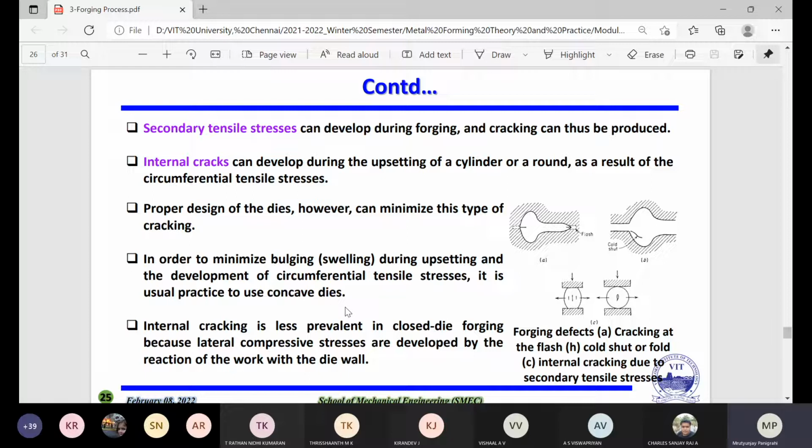I think we have talked about the two kinds of dies initially, when we talked about the concave and convex dies. So that also you have to consider. And next, the internal cracking is less prevalent in closed die forging, because the lateral compressive stresses are developed by the reaction of the work with the die.